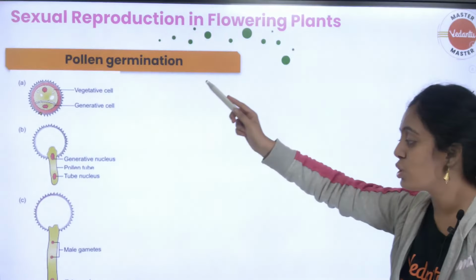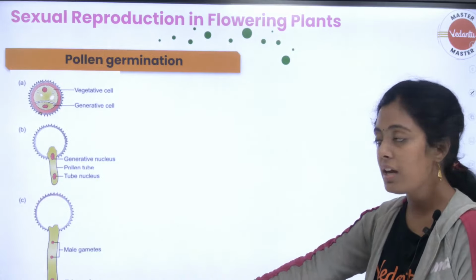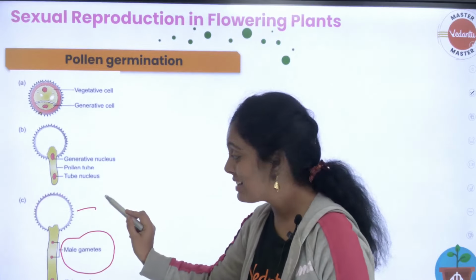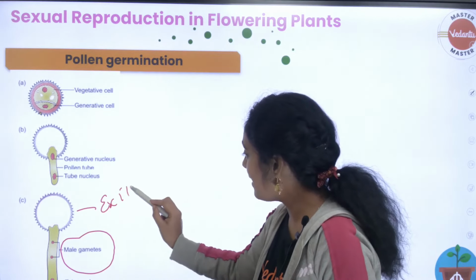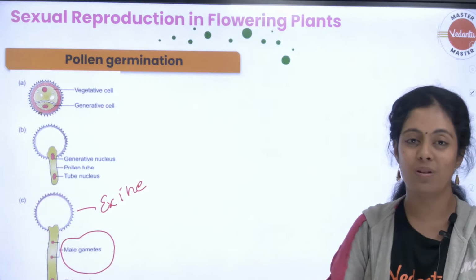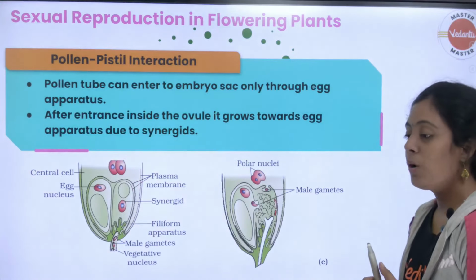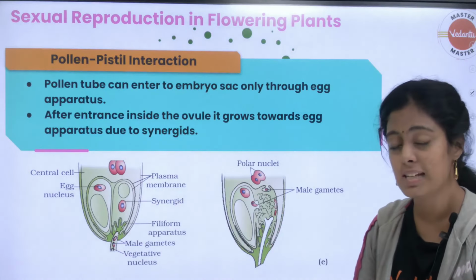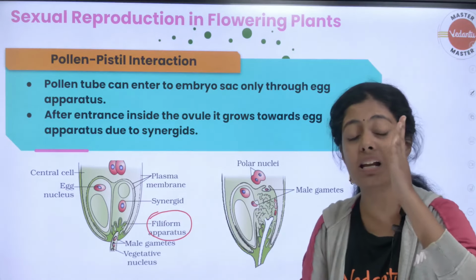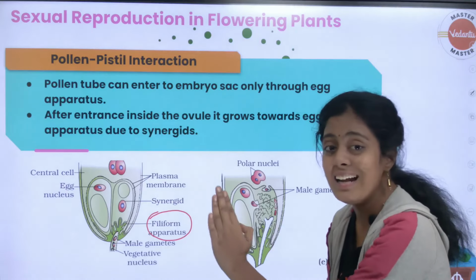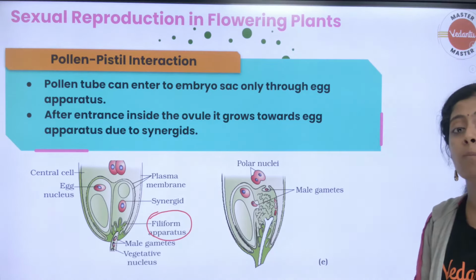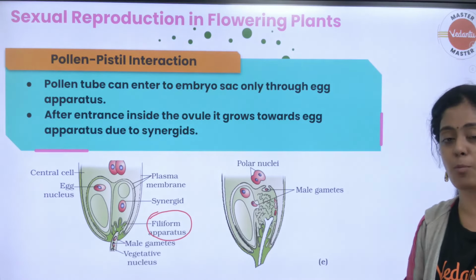So here I have the picture of pollen pistil interaction. Okay, so here you can see the two male gametes. Okay, you can see the exine is still intact. The exine is intact, it is the intine which is coming out through your germ pore. Okay, yes. Ippo in the pollen pistil interaction, you can see there is a filiform apparatus in my embryo sac that will guide my pollen tube inside the embryo sac. Okay, so this pollen tube will now carry two male gametes. Ethana male gametes irukum enoda pollen tube la?